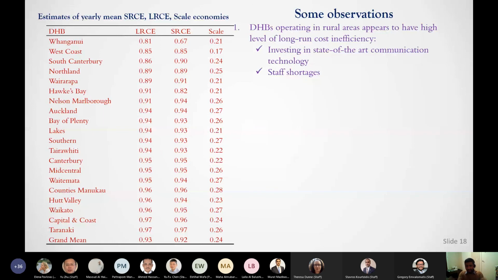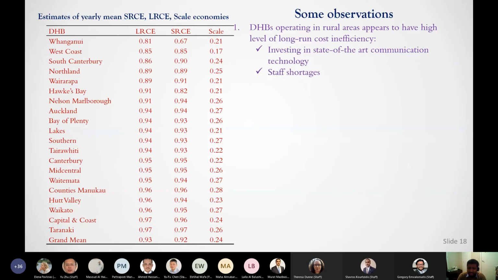So overall, it appears that the district health boards that operate in rural areas have a high level of long run cost inefficiency. That means the persistence is causing them to have a very high level of long run cost inefficiency. So I think perhaps we can say that communication technology matters, because rural areas provide service to some of the remotest parts of the country.